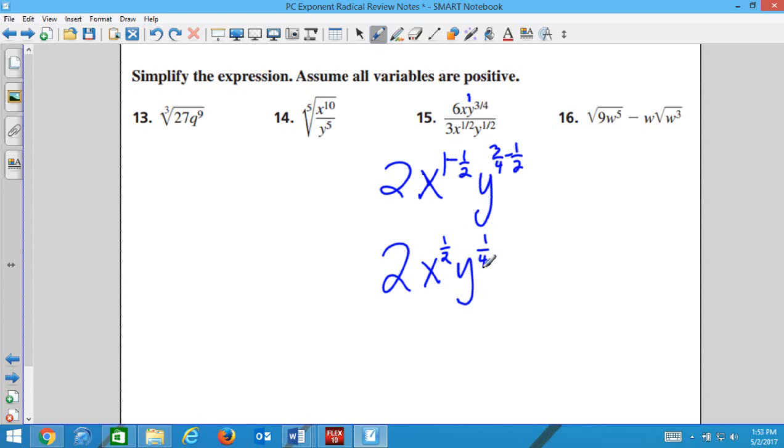Do I need to put those as square roots and cube roots or fourth roots? Do I need to write them as roots, radicals? I do not, because the original question has exponents, so I'll put my answer in kind of the same form. So I'll just stop here. Stop right there.